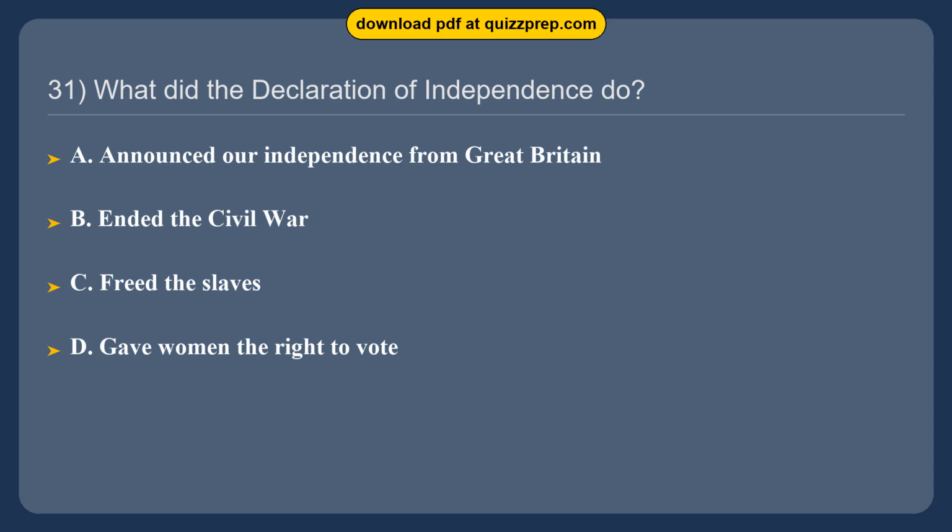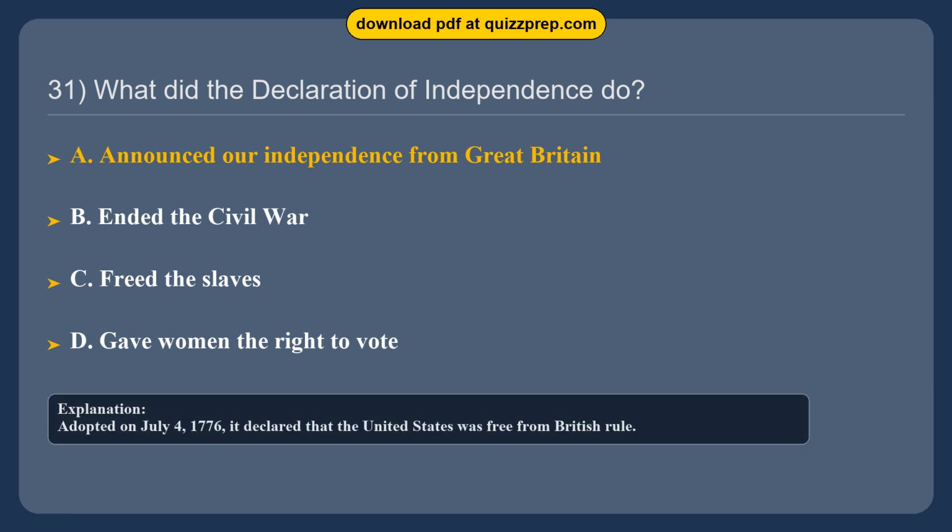Question 31. What did the Declaration of Independence do? Option A, announced our independence from Great Britain. Option B, ended the Civil War. Option C, freed the slaves. Option D, gave women the right to vote. The correct answer is option A, announced our independence from Great Britain. Adopted on July 4, 1776, it declared that the United States was free from British rule.